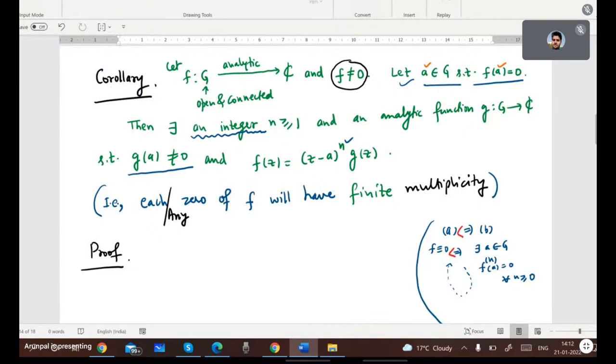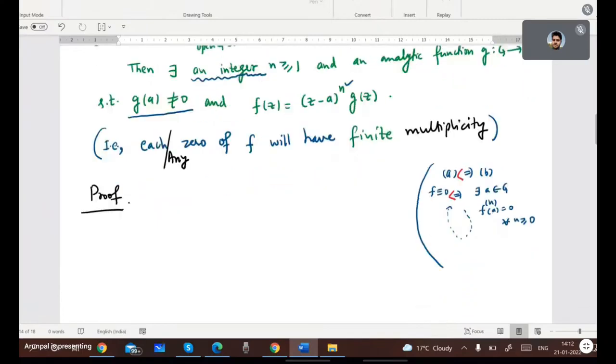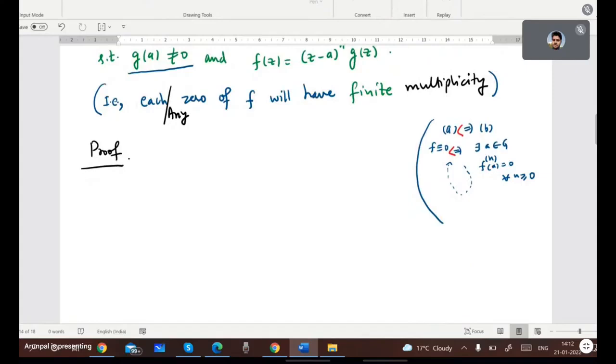And if f is not identically equal to 0, class, then certainly this phenomenon cannot happen for all n's. This phenomenon will have to stop at some stage, because these two conditions are equivalent. So if f is not identically 0, then certainly there will be some n such that the derivative of f of that particular order at a will not be 0.